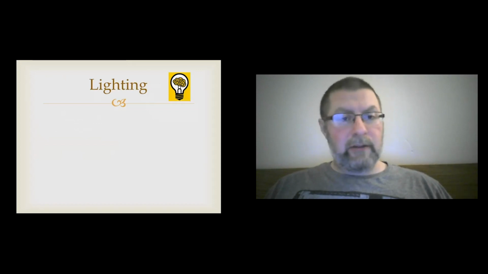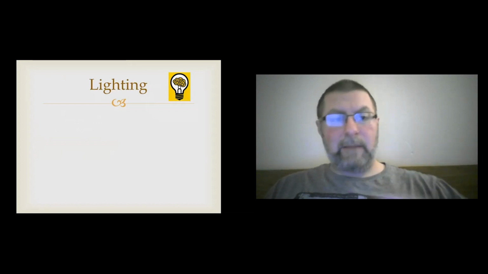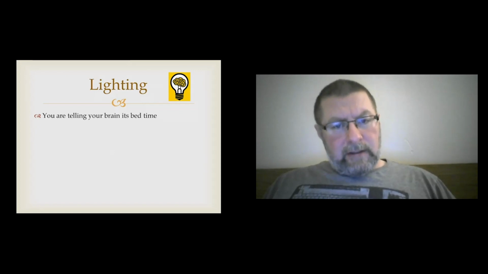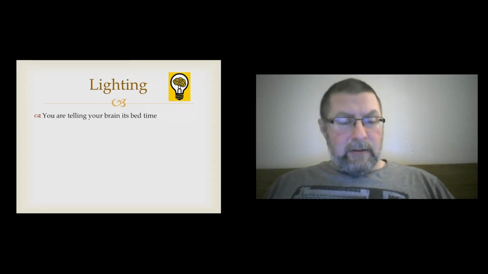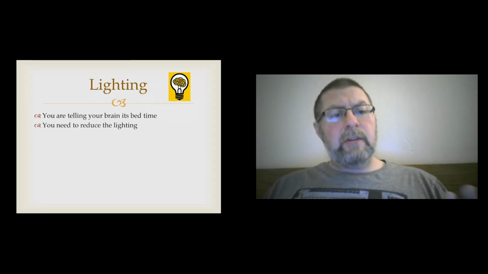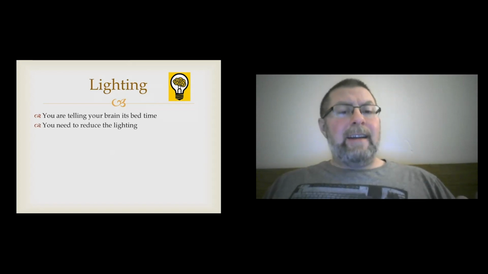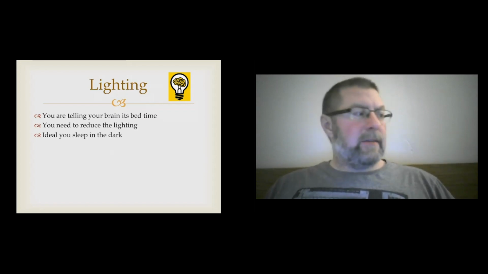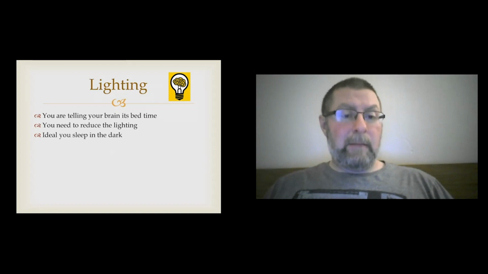Another important element is lighting. Now, the reason why this is important is because the brain knows when to go to sleep when it's dark. It's just an evolutionary thing that's developed over millions of years. So you're telling your brain you need to go to bed. It's time to go to sleep. So you need to reduce the lights. Ideally, if you go to sleep, it should be in the dark. But you can have a small light. Some people like a dim light in the background.